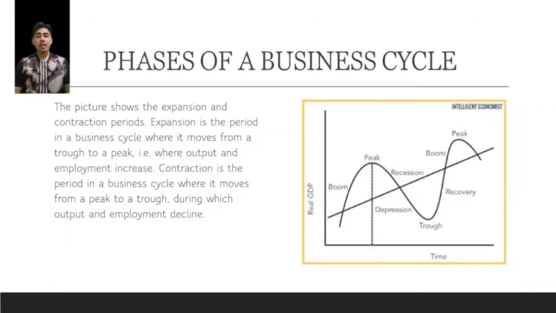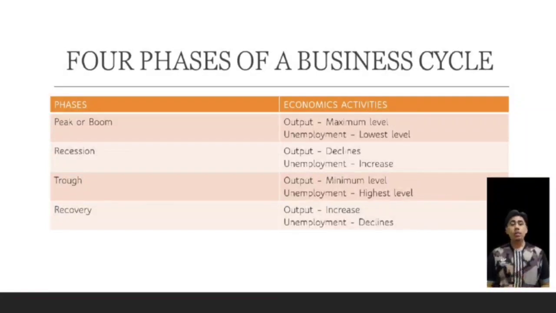Phases of business cycle. The picture shows the expansion and contraction period. Expansion is the period in a business cycle where it moves from a trough to a peak, in example, where output and employment increase. Contraction is the period in a business cycle where it moves from a peak to a trough, during which output and employment decline. 4 phases of a business cycle.